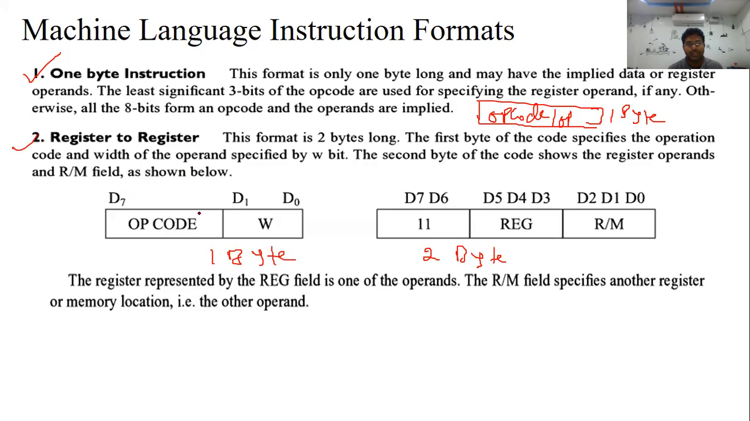Out of 8 bits, 7 bits are dedicated to the opcode, and 1 bit is 0 for 8 bits and 1 for 16 bits, that is, a 16 bit operation. These are the registers, and these are the registers and memory. These are for the mod operation, whether it is 00 or 01 or 10, the mod operations.